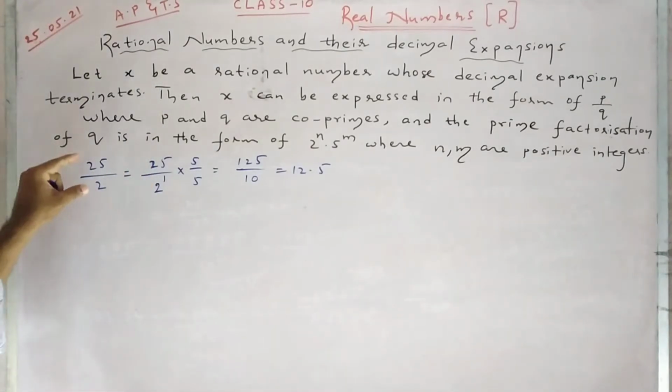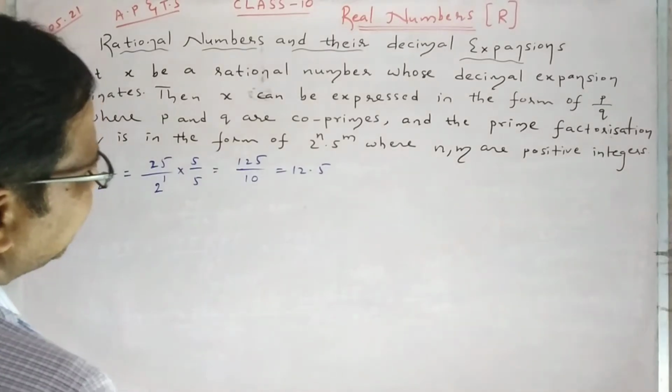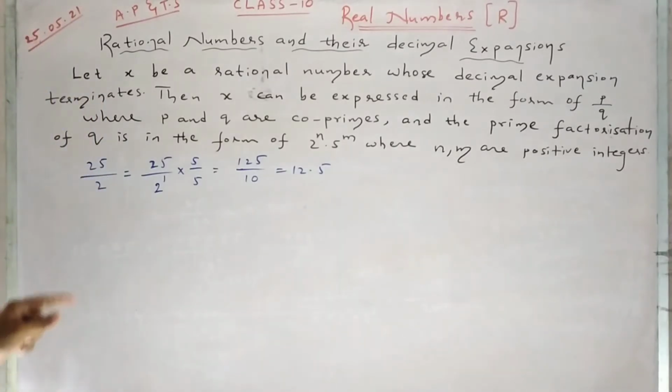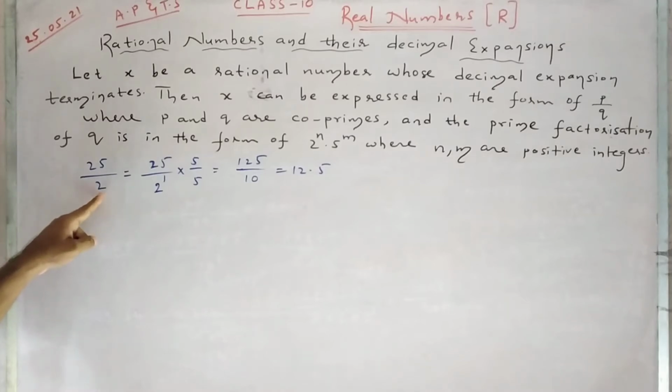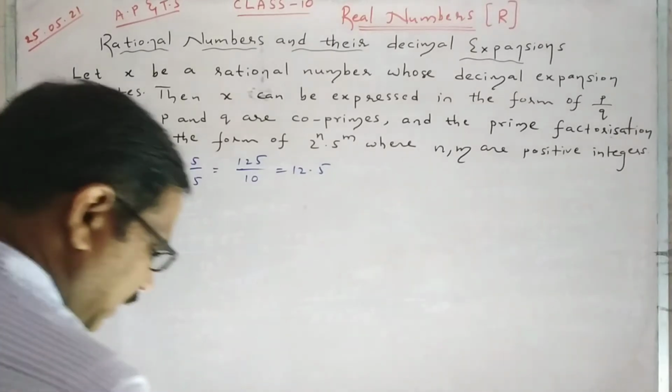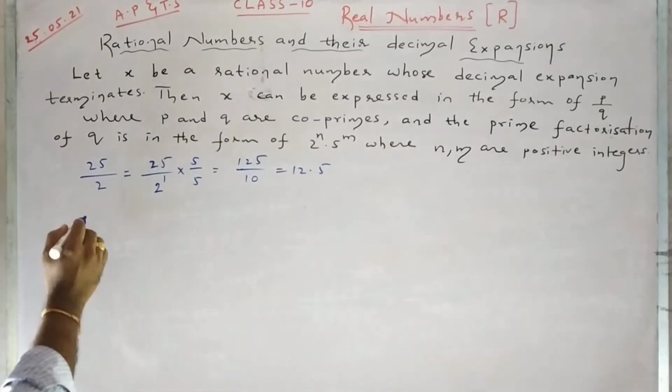By seeing the given fraction, we can decide whether it is a terminating decimal or non-terminating recurring decimal. Since the denominator has got only powers of 2, it is a terminating decimal. Okay. Next, for example, 26 by 25.